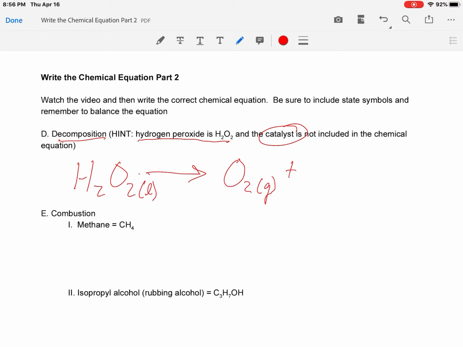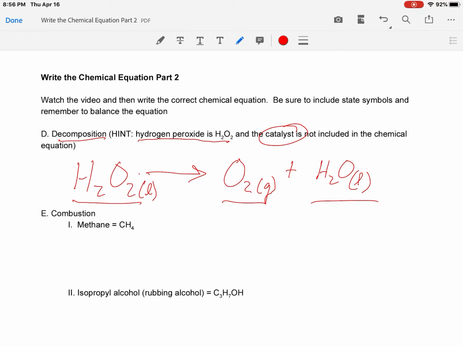And the other thing you might have noticed, and I don't know how well this showed up on the video, in person you can see it pretty well, is that there's lots of steam given off. And that steam, just like any other steam, is water. So our other product is water. Even though it's steam and it's hot, it's actually in the liquid state. So that is our decomposition, where we have a single reactant that breaks up into multiple products.